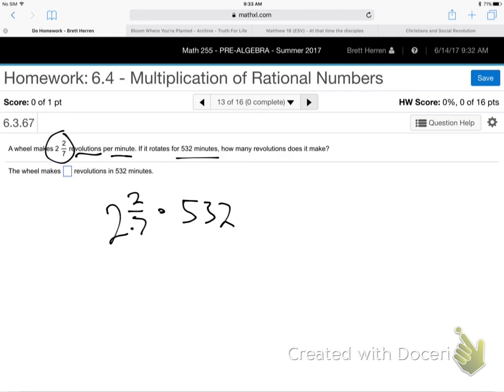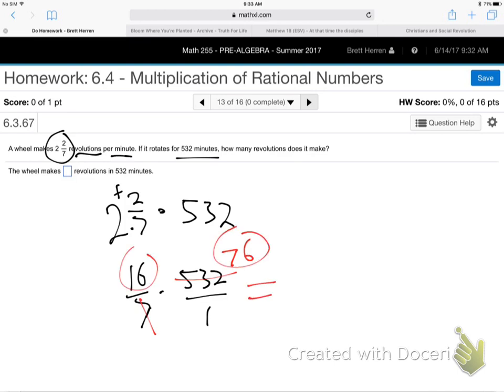So multiply the bottom, add the top. 2 times 7 is 14, and 2 makes 16/7 times 532 over 1. Right. Now, does 7 go into 532? Yes, 76. 76, nice. And then multiply 16 times 76, what do we got? 1260? 1216? There we go. Okay, questions on that? All's well.